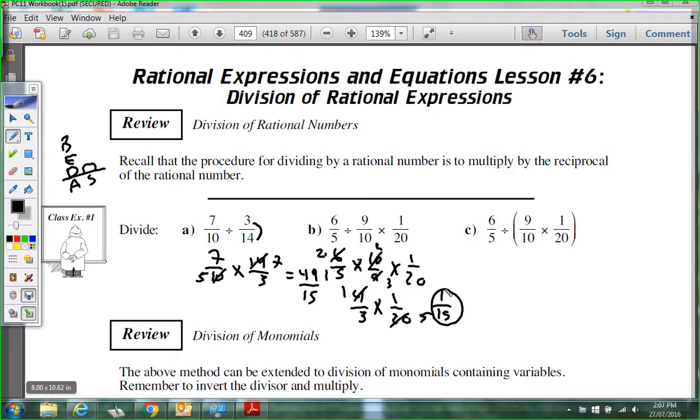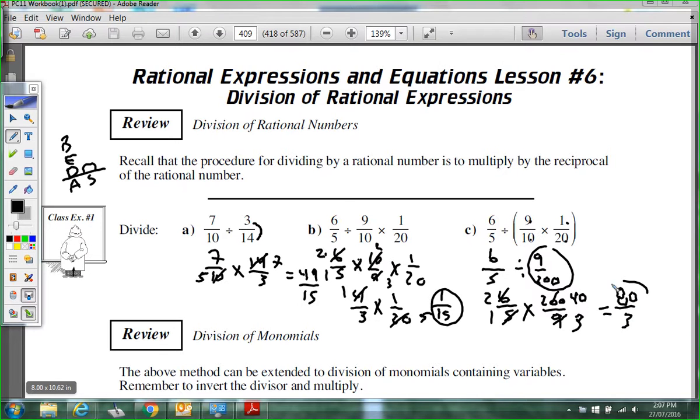Now this time we have brackets, so we do need to do the inside first. So this time we get 9 over 200, 6 over 5 divided by 9 times 1 over 10 times 20, 200. And we're going to flip the denominator, which is this guy, 200 over 9. So 6 and 9 have a 3 in common, so 2 threes in that one, 3 in this one. 5 and 200 do have a 5 in common, 1 there, 5 goes into 200 40 times. So we get 2 times 40 is 80, 1 times 3 is 3, so 80 over 3 is the answer here.